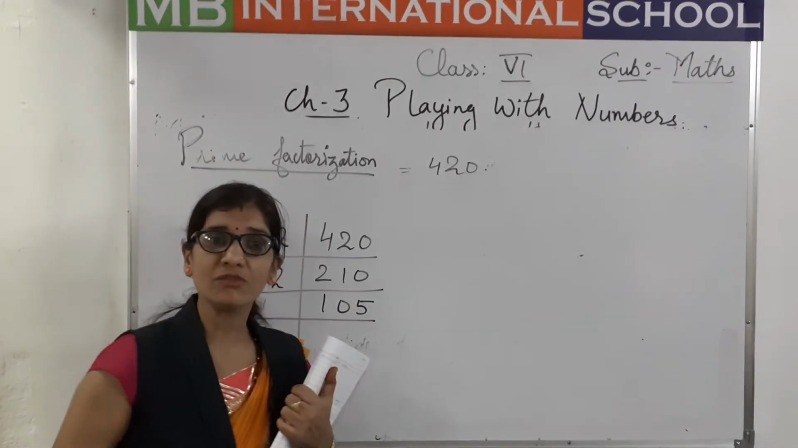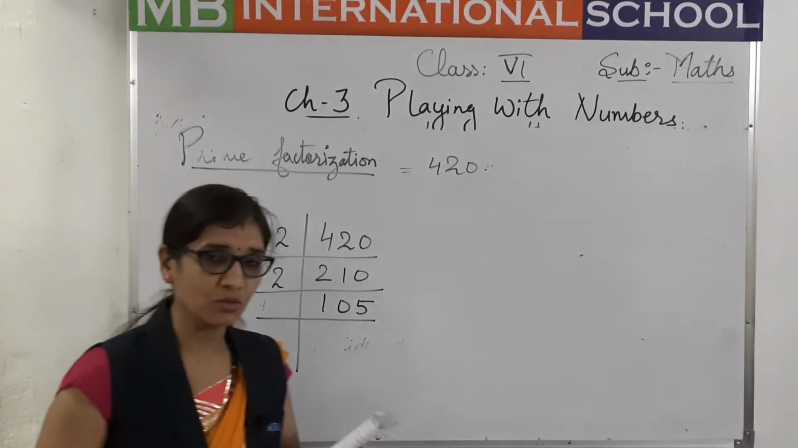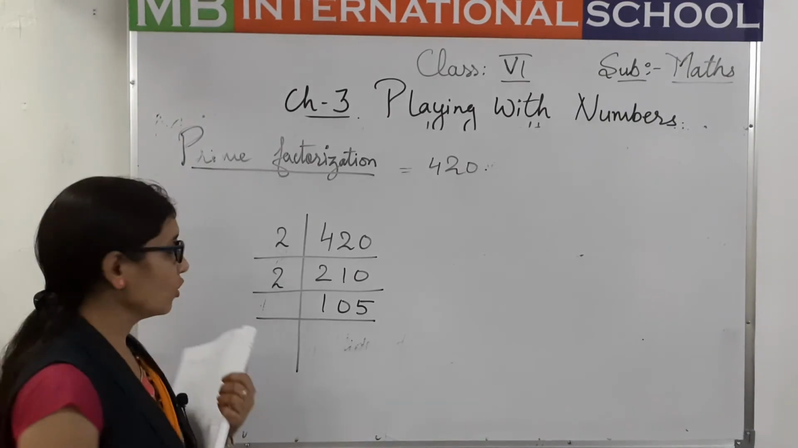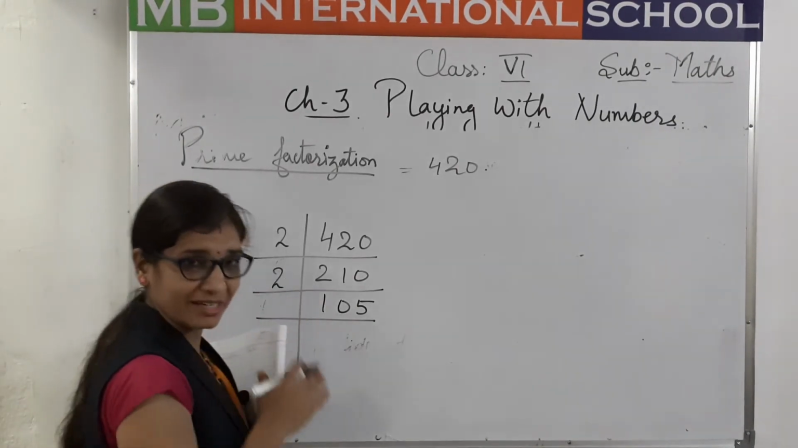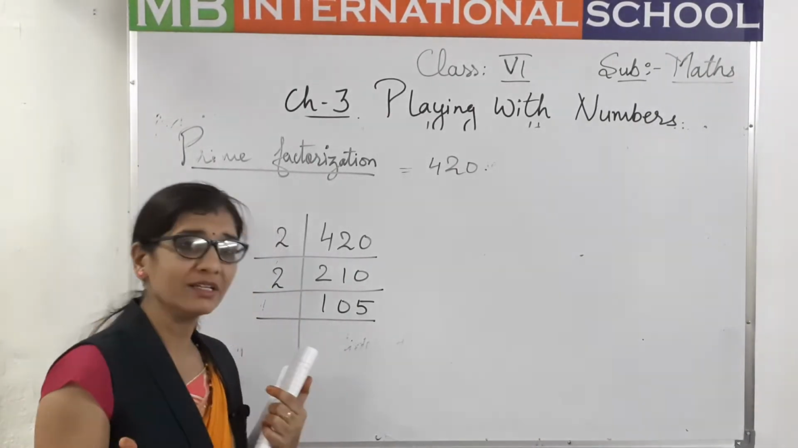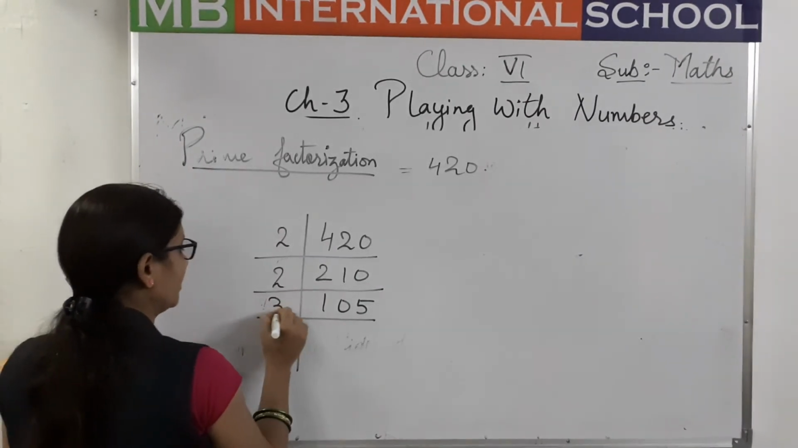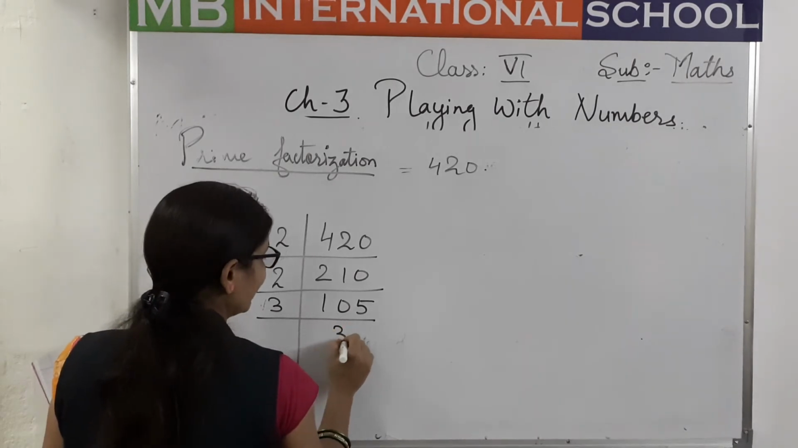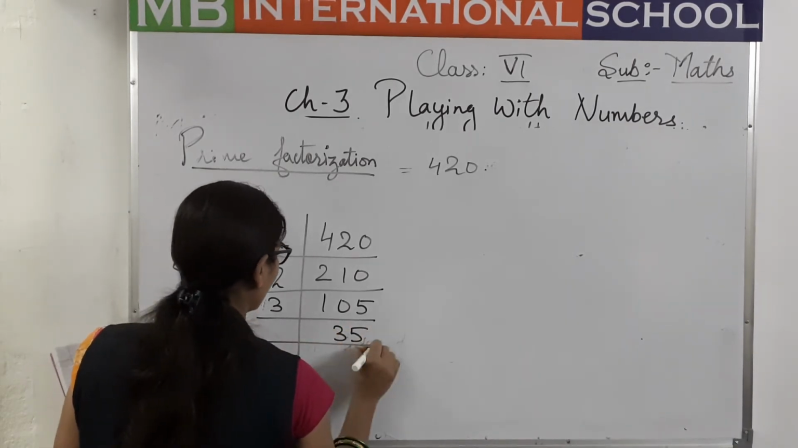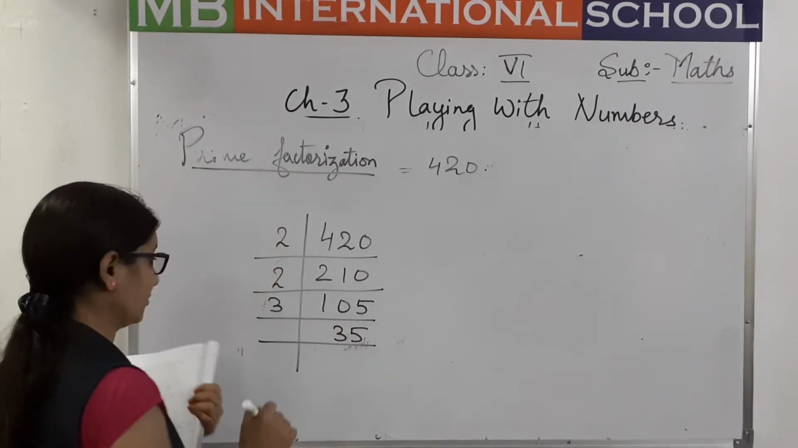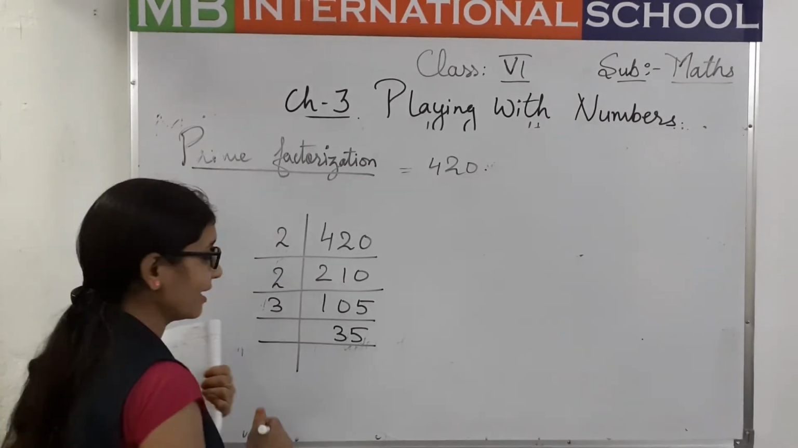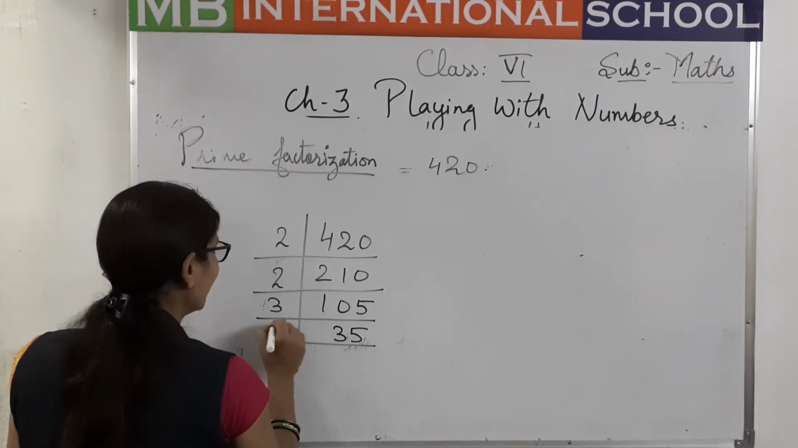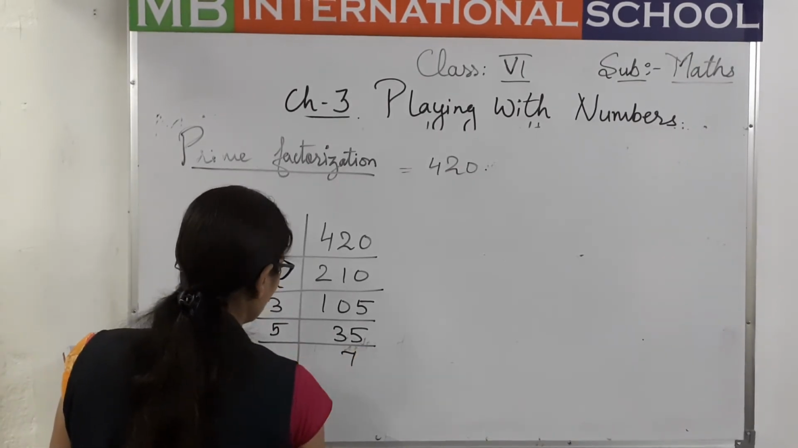Now the number 105 is not divisible by 2, so we can go to the next prime number, that is 3. If it is divisible by 3, we can divide it by 3, otherwise we will go to the next number. Now 105 is divisible by 3. How many times, children? That is 35 times. Now 35 is not divisible by 3, so we can go to the next number, that is 5. It is 7 times.